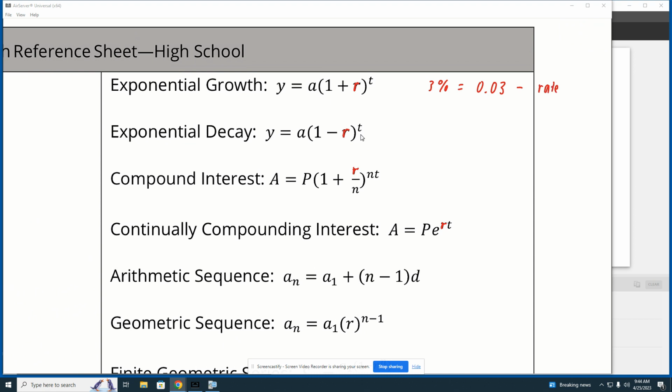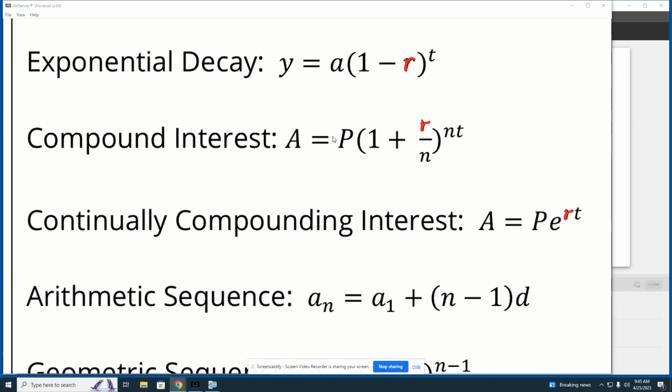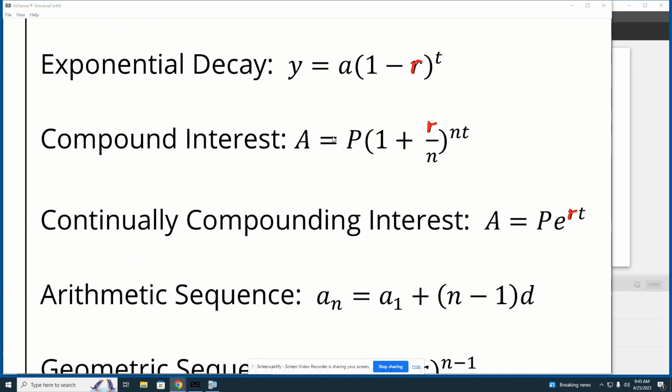Now, as far as the other stuff in this formula, it's all straightforward. A is your starting amount, and T, of course, is your time. So for growth, it's going up. For decay, it's going down. Now, the next thing is the compound interest, and I can guarantee you guys this is going to be on the test. Guarantee it. So you have this P value. P is your principal amount, right? That's the amount that you start with. We already talked about R, the rate, where you have to move that decimal 2 to the left.